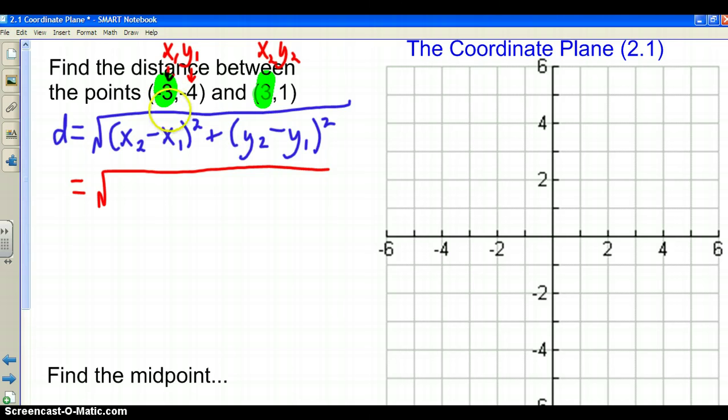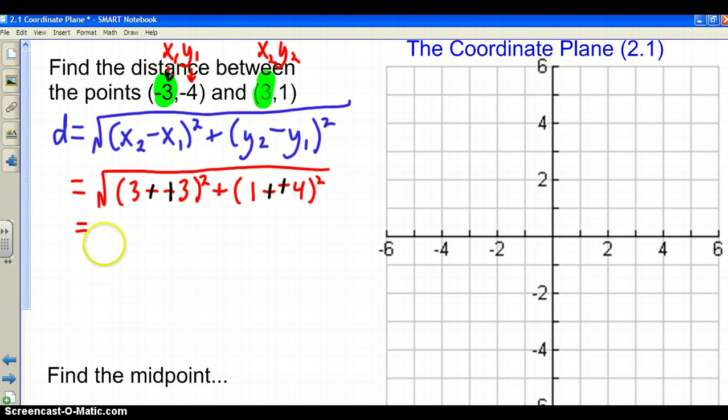Okay. So we have x2 minus x1 is 3 minus, I'm taking this, minus a negative 3, squared. Now when you minus a negative, that's an awful lot like adding a positive. And then plus y2, which would be 1, minus negative 4. Again, subtracting a negative is a lot like adding a positive.